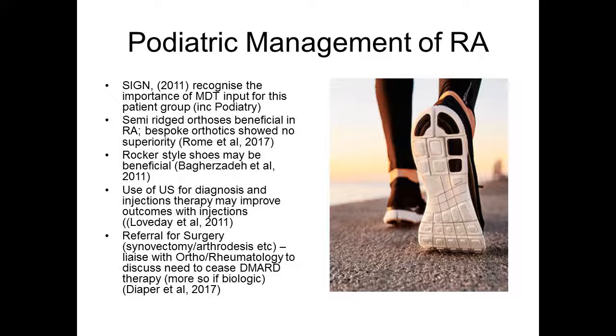So, the SIGN guidelines recognise the importance of multidisciplinary input for this patient group, including podiatry, as do the BSR guidelines, which suggest that patients with a diagnosis of rheumatoid arthritis should be seen within about 3 months, 12 weeks, by the multidisciplinary EHP team. We know from the evidence that semi-rigid orthotics are beneficial in rheumatoid arthritis. Bespoke orthotics show no superiority as yet.